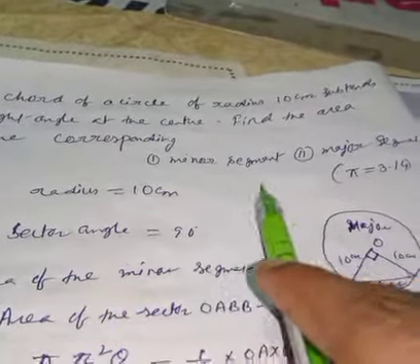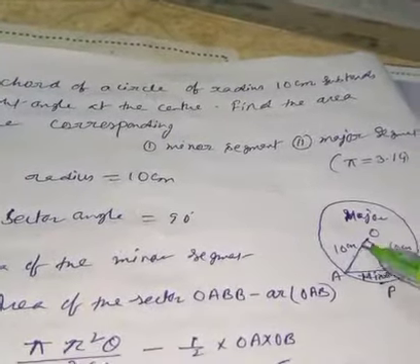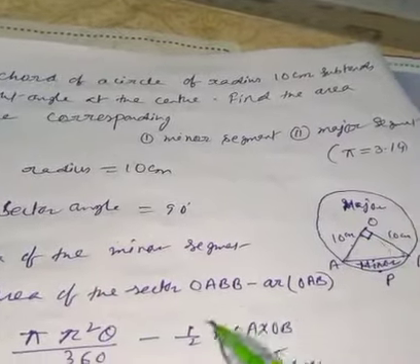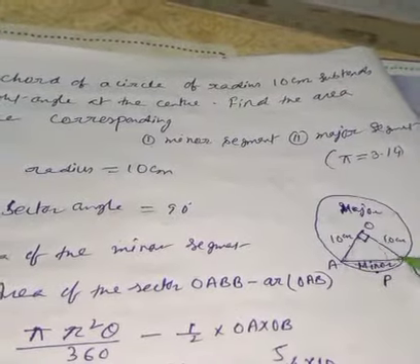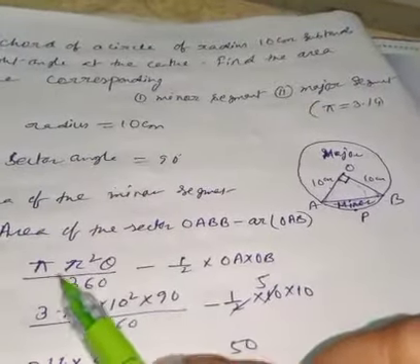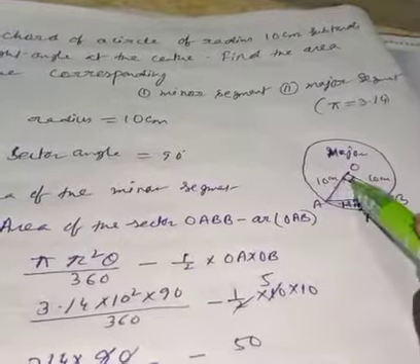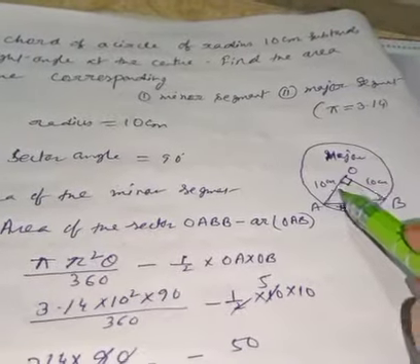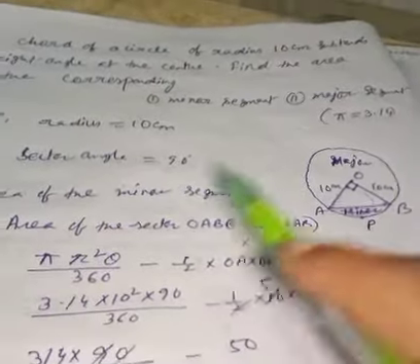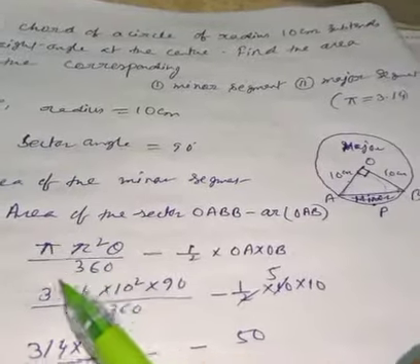Now to find the area of the minor segment, we need to write like this. Area of the minor segment is what? Area of this sector OAPB, this whole part, minus the area of this triangle. Then you will get this portion. This is the minor segment. So what is the sector formula? Pi r square theta by 360 minus, this triangle is a right angle triangle, so you can use half into base into height, so half into OA into OB. Then you have to use pi is equal to 3.14. It is given in the question.